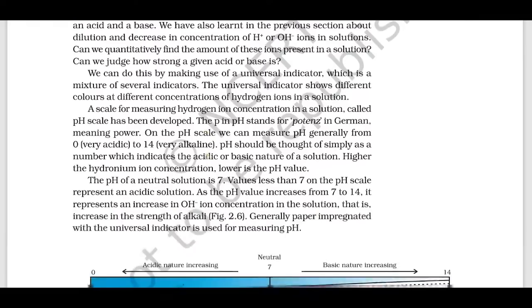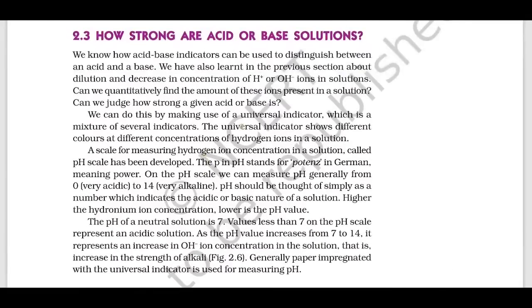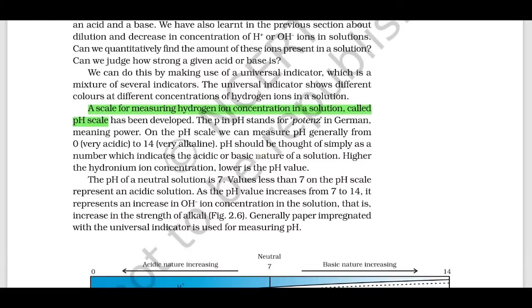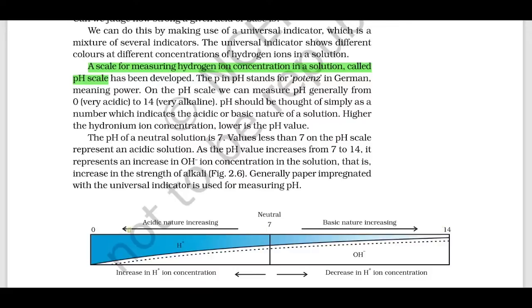How strong are acids or bases? It is measured by a scale called the pH scale. A scale for measuring hydrogen ion concentration in a solution is called the pH scale. The pH scale ranges from 0 to 14. 0 to 7 is acidic in nature. 7 to 14 is basic in nature. 7 is a neutral solution.